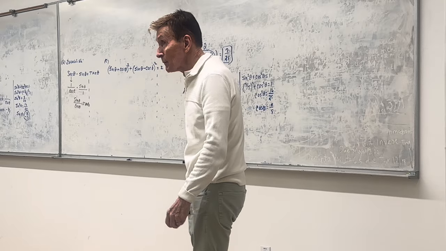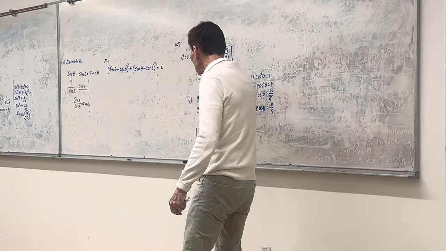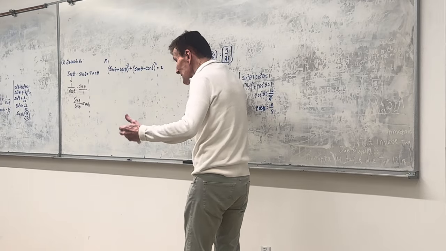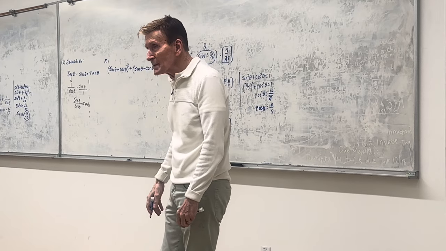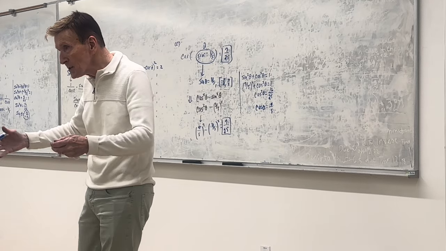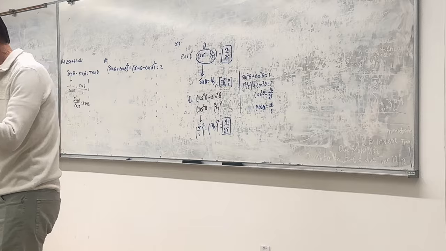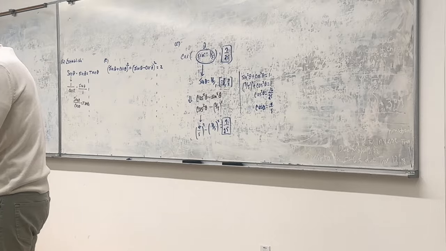Now, before I leave it, and I'm going to have Park check it for me, if this had been missing the 2, you would do the same thing I'm doing right here, except you don't have to worry about a formula. It's a little bit easier. But they placed the 2 out front, so I had to use a double angle formula.